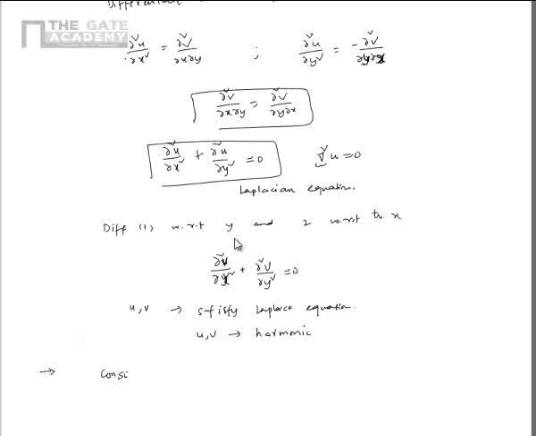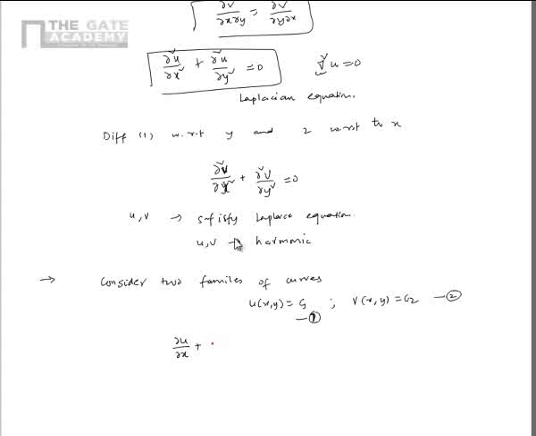Consider two families of curves: u(x,y) = c1 and v(x,y) = c2. So two families of curves, say 1 and 2. Now if I differentiate 1 with respect to x, I can write ∂u/∂x plus ∂u/∂y times dy/dx, because y can be a function of x, equal to 0.